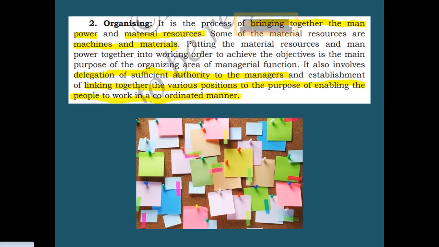In that, what happens, guys, in organizing, whatever materials you are bringing from the market and whatever teams you have made, you have to organize them. Then these teachers or class representatives have to do this delegation of the authority.